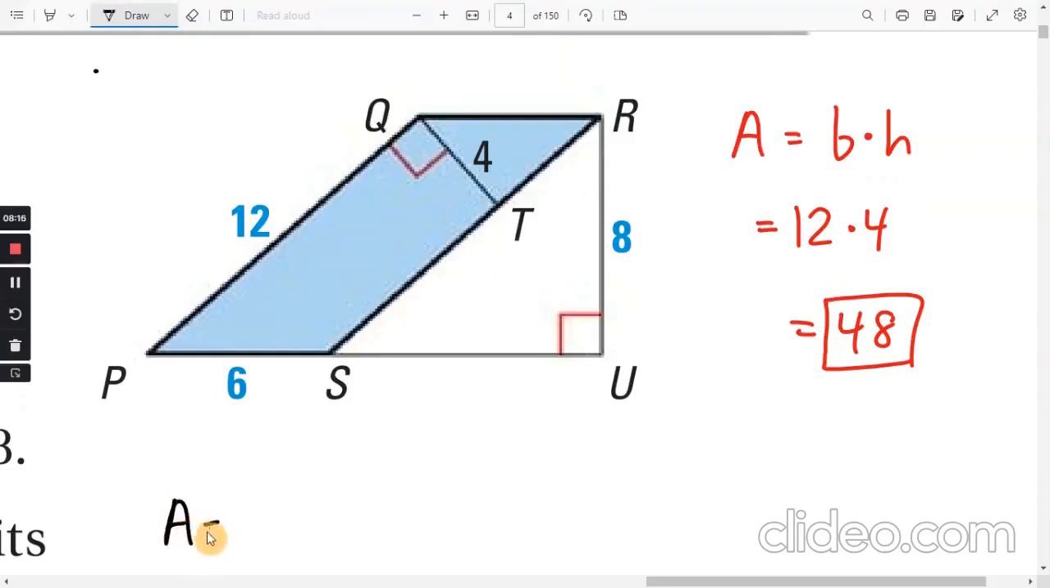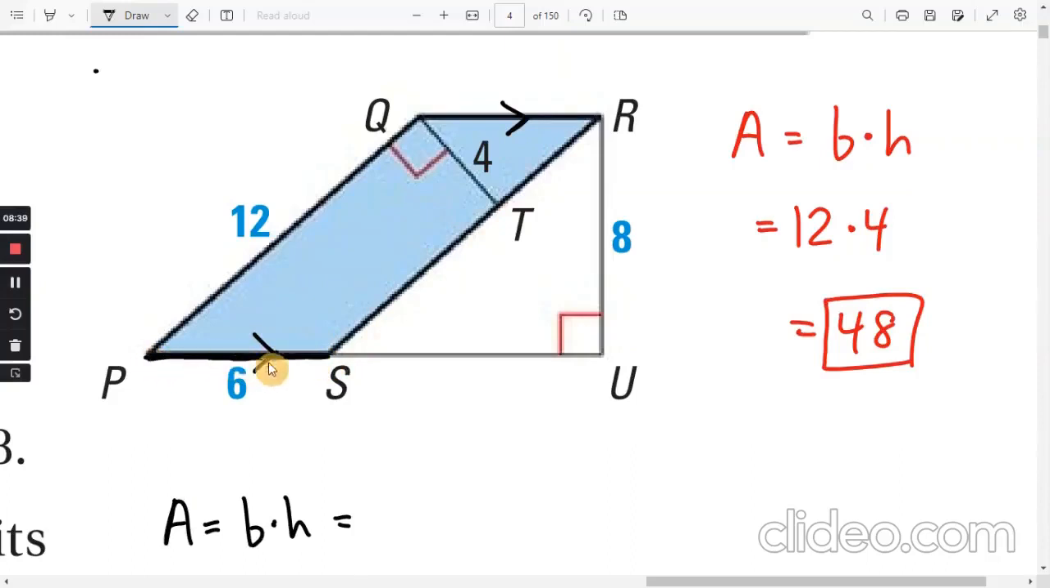We can still use the same formula, base times height. Okay, and now they said the base can be either of the parallel sides, so a pair of parallel sides. If you look at the top and the bottom, those are parallel to each other. And you only need one of the two bases because they're congruent.